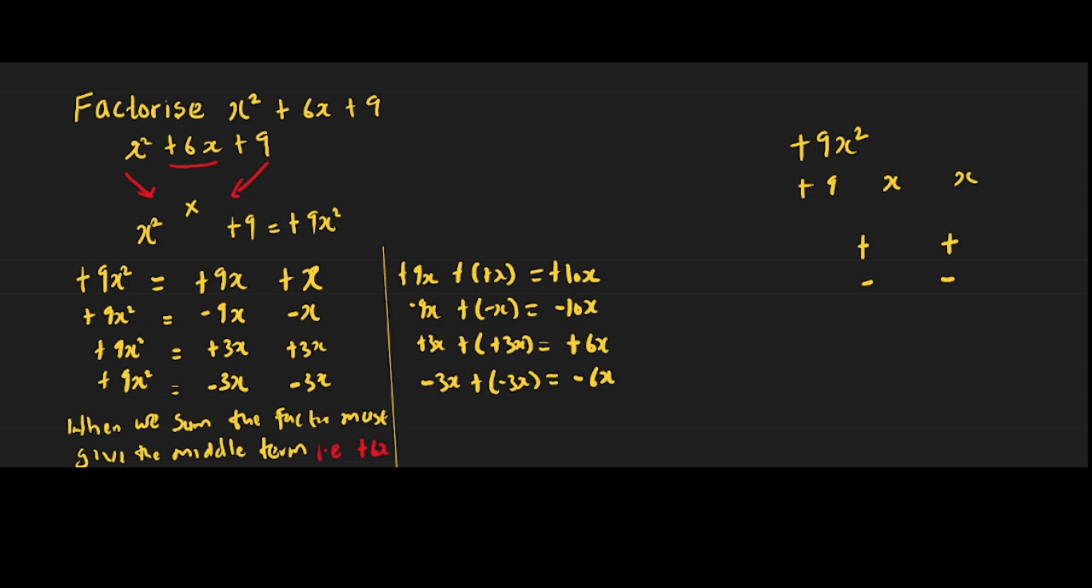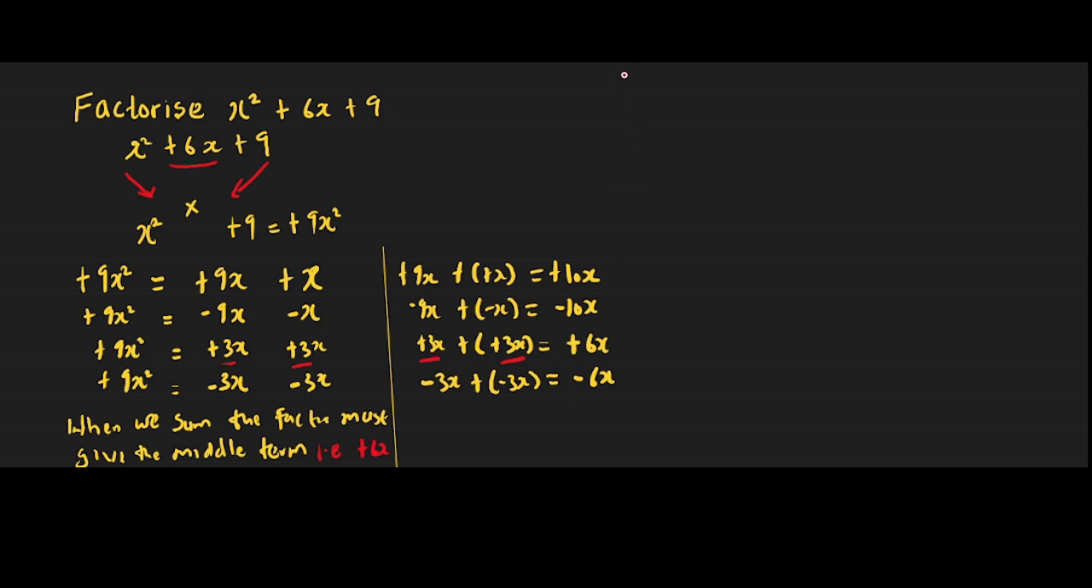From what we said, the factors to pick must be the ones that, when we sum the two factors together, give us the middle term, that is plus 6x. If we check from here, we will see that it is plus 3x and plus 3x, the factors that yielded the middle term, which is plus 6x. That is, plus 3x and plus 3x are the factors that we are going to use. Good. Let's proceed.